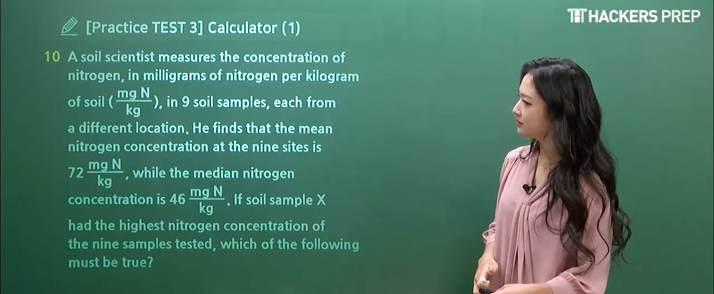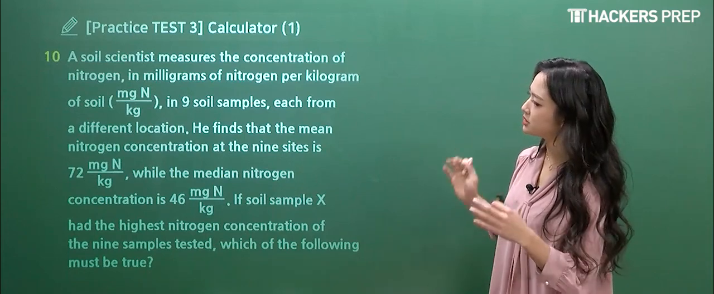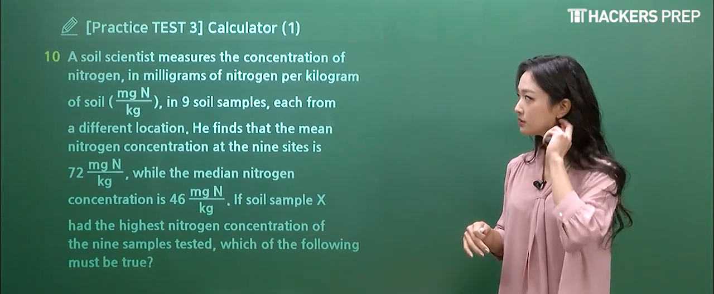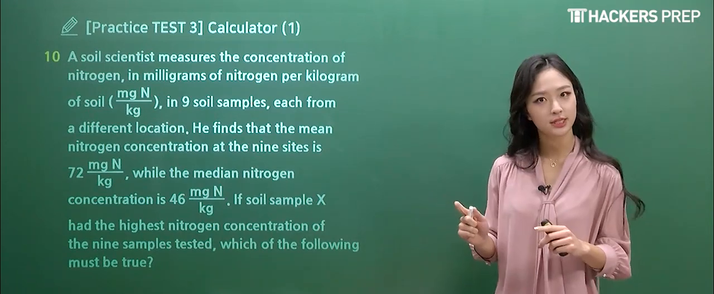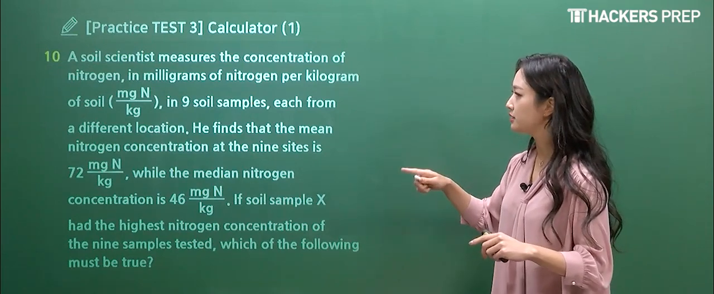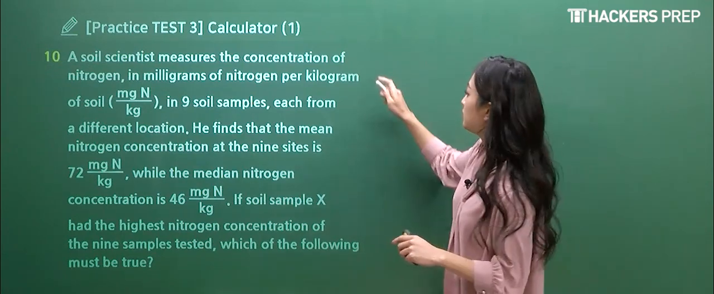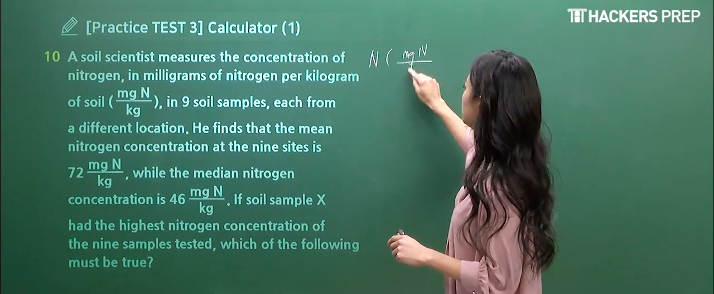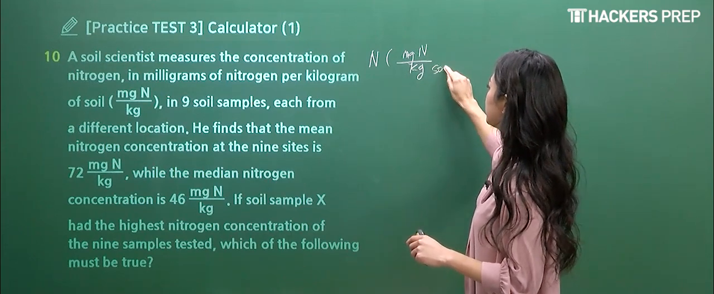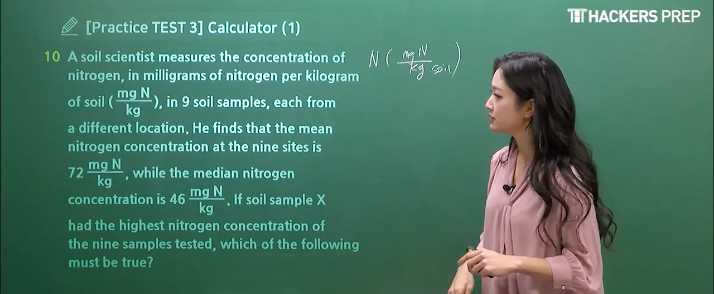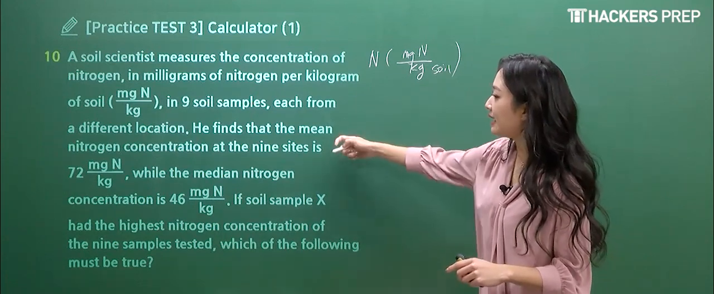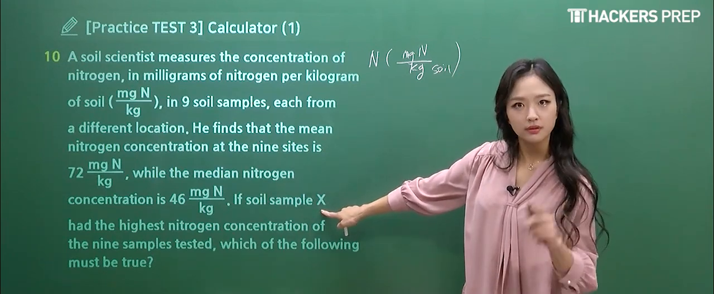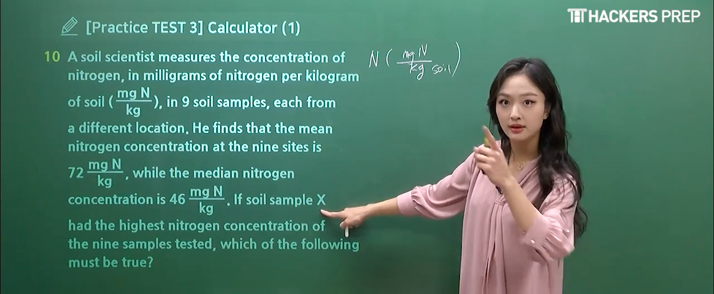Moving on to question number 10. It was quite long, so let's just read through it sentence by sentence and see what they're trying to tell us. Sentence 1. A soil scientist measures the concentration of nitrogen in milligrams of nitrogen per kilogram of soil. So the concentration of nitrogen is given in terms of milligrams of nitrogen to kilograms of soil. I'll just write soil here. In 9 samples, each from a different location. He finds that the average nitrogen concentration is 72, while the median is 46.